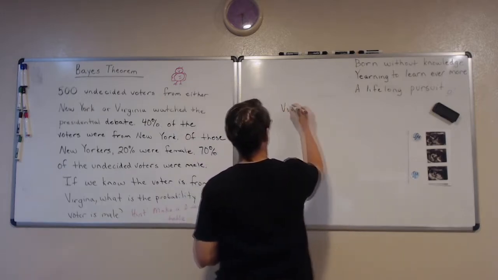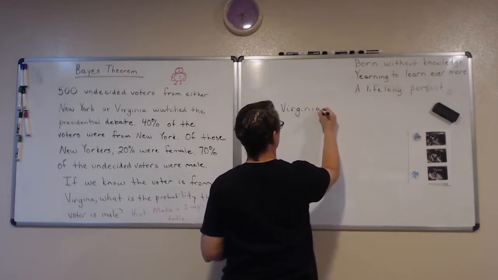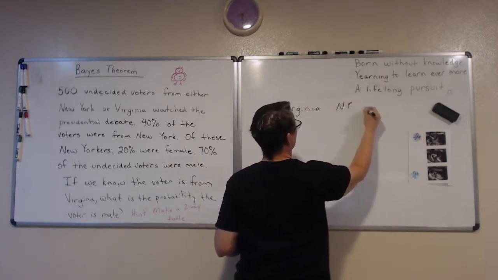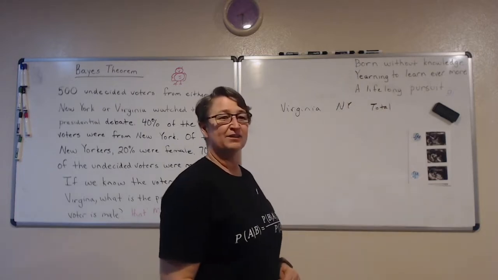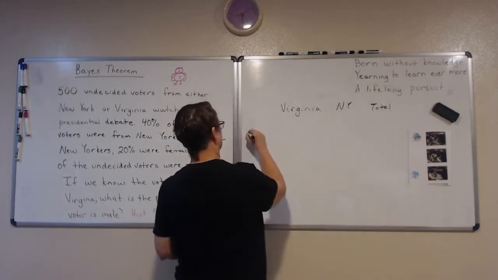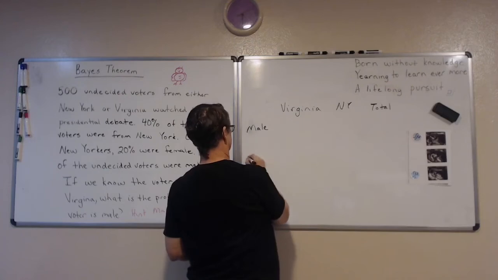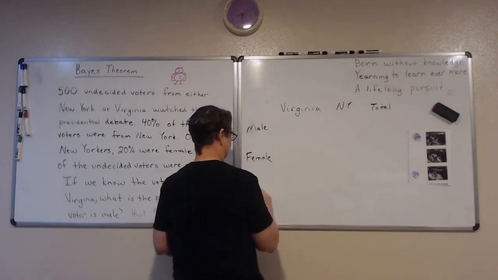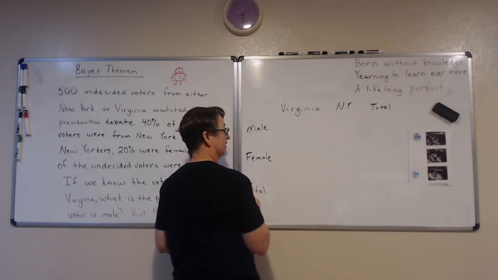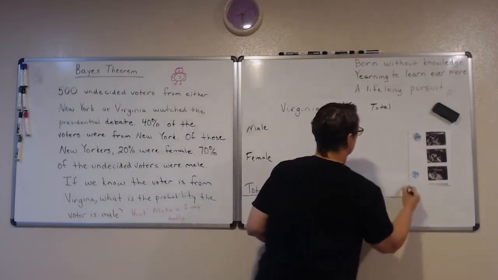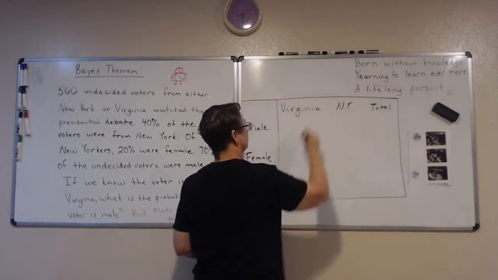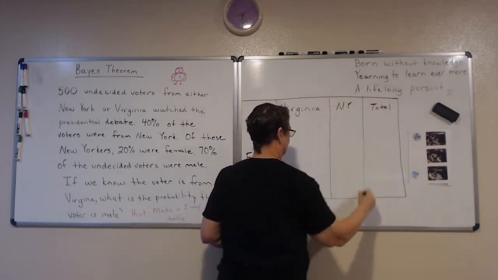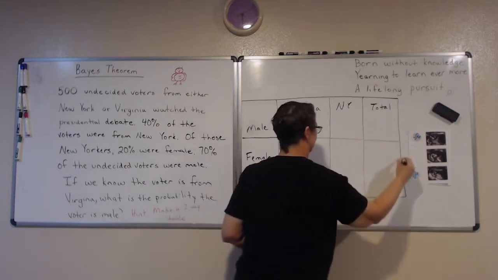We're always learning. Virginia and New York. I'm going to put them up here. And New York. And then, of course, I have to have the total. And then the other one is male and female. And total. And then we're just going to fill in.